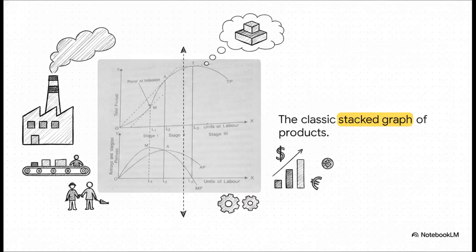Because they're stacked perfectly like this, you can basically trace a single vertical line from the bottom straight up to the top. It lets you see exactly how the productivity of that 1 extra worker directly impacts the massive total output of the entire factory. It's like a giant puzzle coming together.